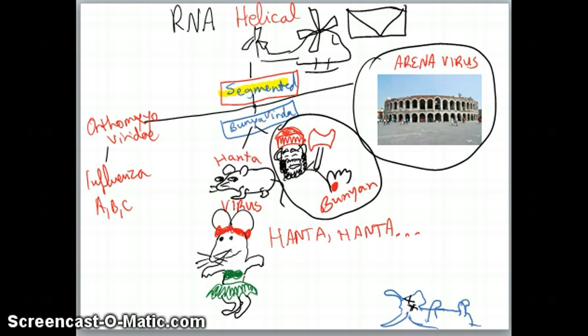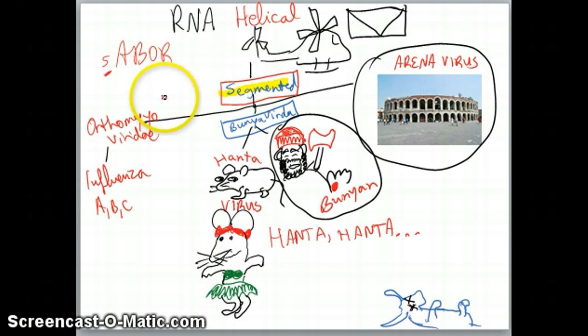So now, RNA helical segmented. Remember, if they're icosahedral, we did non-enveloped versus enveloped. If they're helical, we're doing segmented versus non-segmented. We're going to tie it all together at the end of this. So let's go through this. If you want to remember the segmented ones, there are several different mnemonics. One that I remember is Sabor, and like you savor the flavor or something like that. The S is for segmented, that's why it's small.